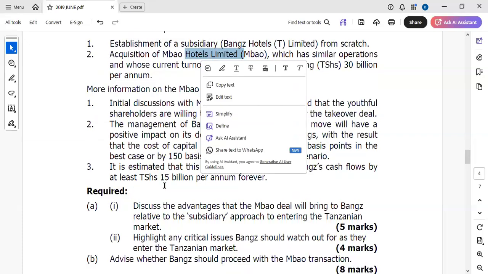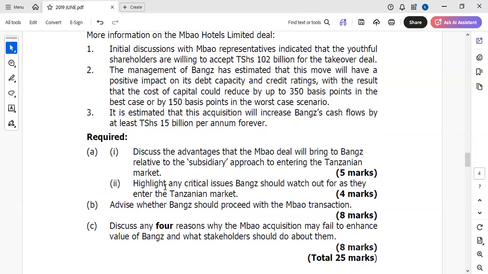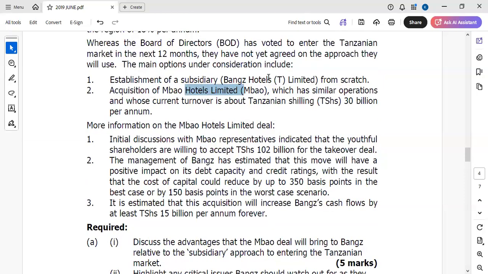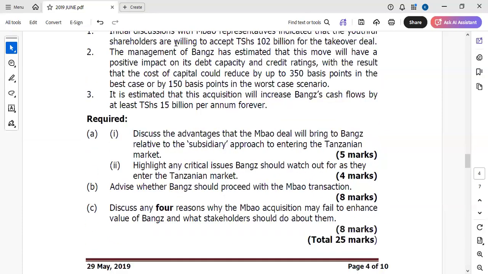So what could be the advantages instead of establishing the subsidiary from scratch? Remember, when they are telling you what are the advantages of acquiring an entity, or mergers over the organic approach, where you are starting something from scratch. Because if it is a subsidiary, you are going to start from scratch. There is an entity that is already in existence. You have also another option of acquiring this. So let's see.